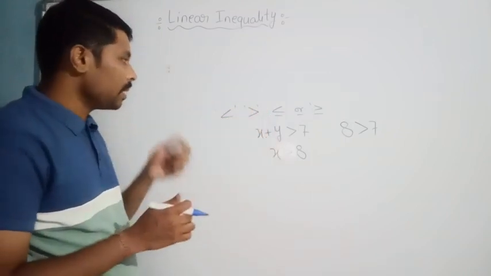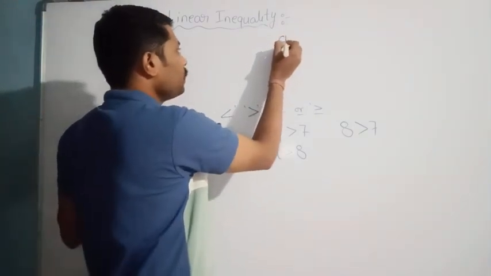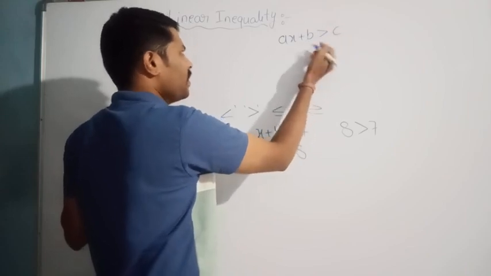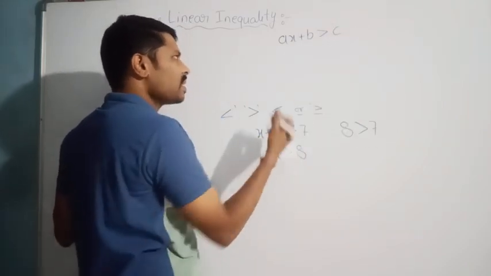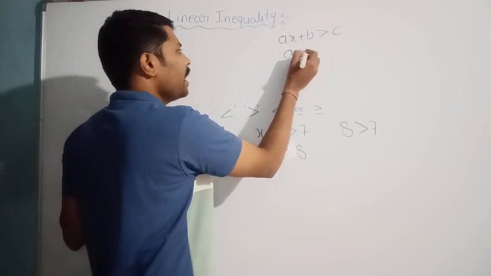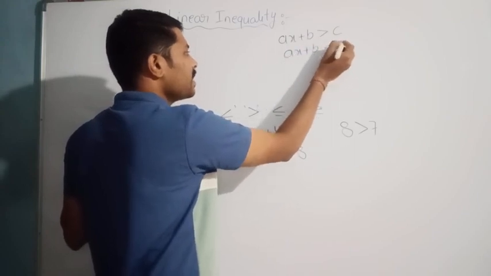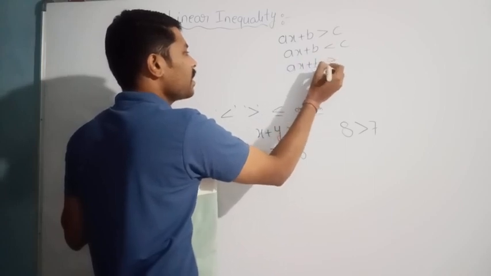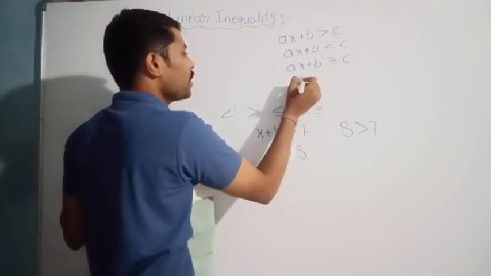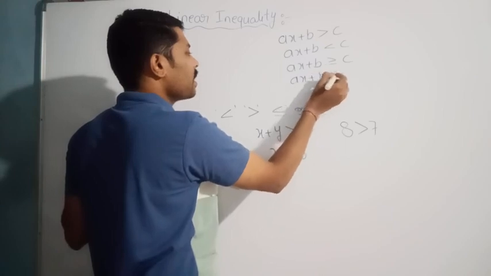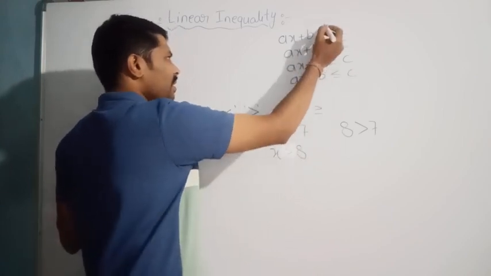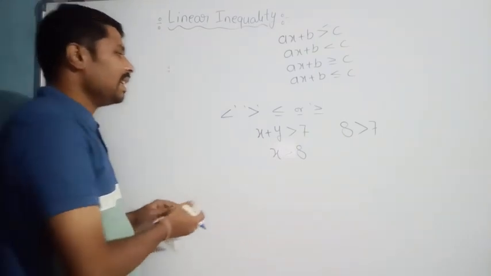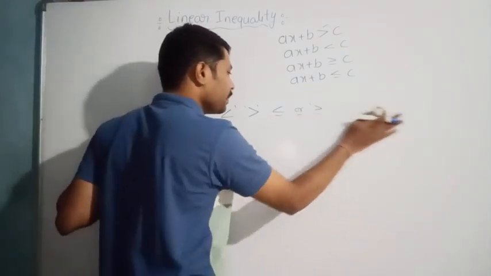So for example, we can say ax plus b greater than c, where a, b, c are any real numbers, or ax plus b less than c, or ax plus b greater than or equal to c, or ax plus b less than or equal to c. So here, symbols like these are there. So it is called linear inequality.